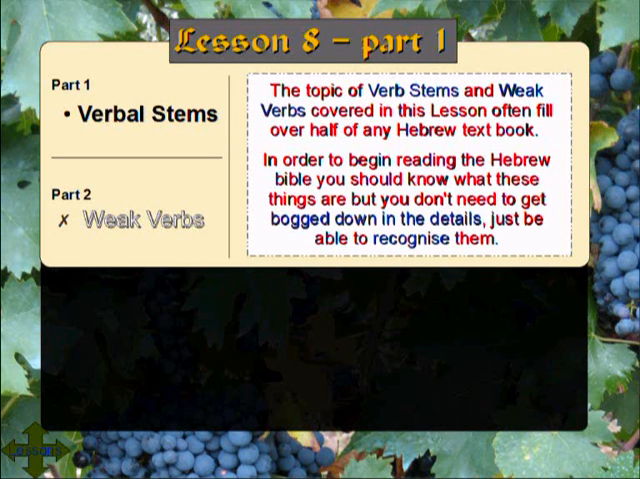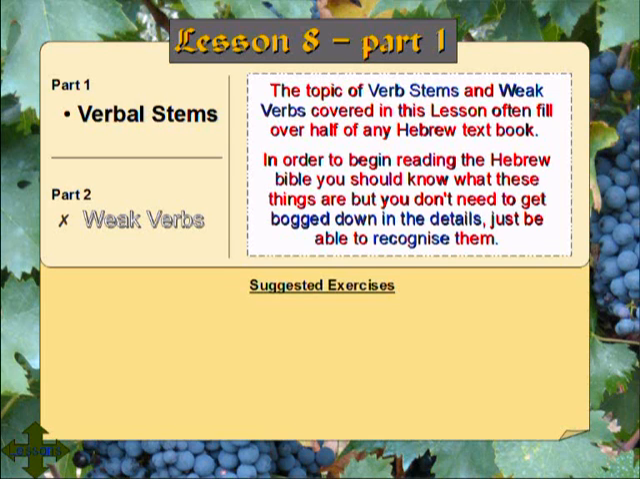Now, the topic of verb stems and weak verbs covered in this lesson often fill over half of any Hebrew textbook. In order to begin reading the Hebrew Bible, you should know what these things are, but you don't need to get bogged down in the details. Just be able to recognize them.